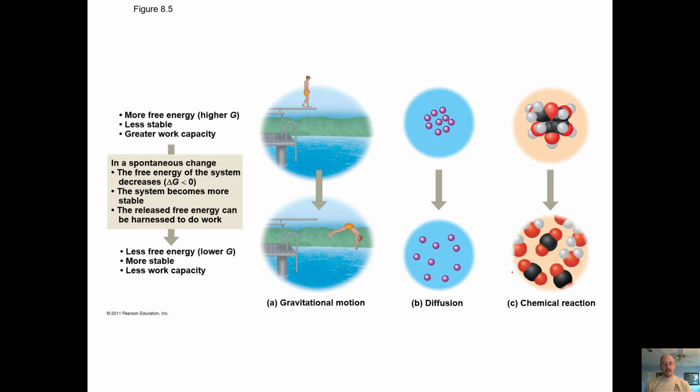So bear in mind that when you have a lot of free energy, here are 3 examples: gravitational motion or falling, diffusion, or a chemical reaction. So this is glucose here. And there's a person on a diving board, and this is a high concentration of something. They're not stable. These molecules won't stay that tightly compacted. This molecule will not stay together forever. This person will not stay on the diving board forever. But then a spontaneous change will occur.